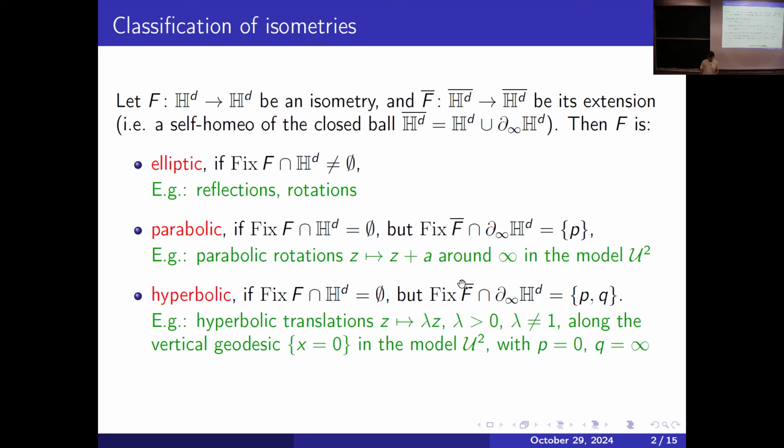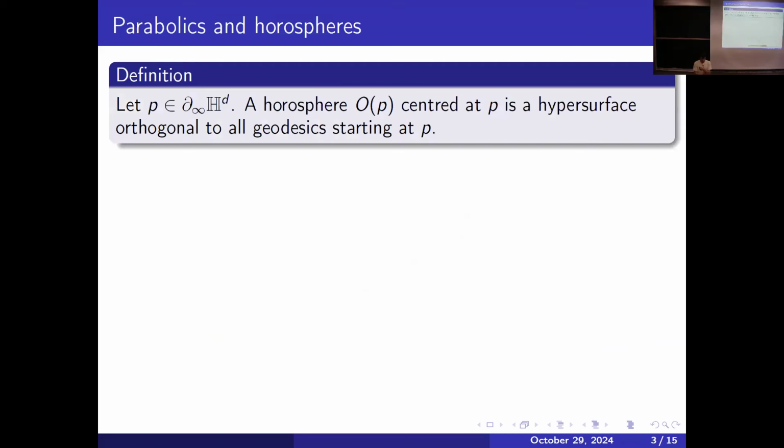Okay, great. We also discussed horospheres in the last lecture, and we will use this material today, so I will just quickly remind you what it is. If P is an ideal point, so a point on the boundary or a point at infinity, then a horosphere O of P centered at P is a hypersurface which is orthogonal to all geodesics starting at P.